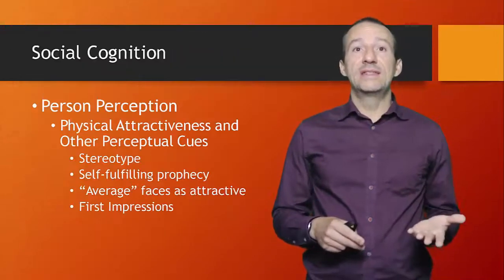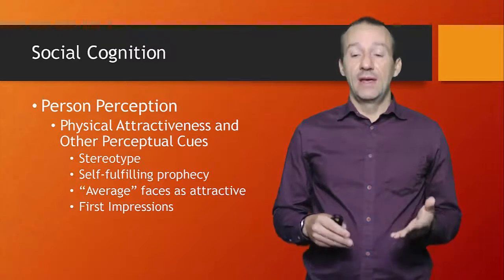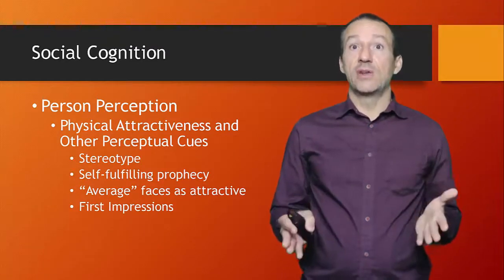Related to this is the study of physical attractiveness. Infants as young as 3 months old show a preference for attractive faces versus unattractive faces. Attractive people are assumed to have a variety of other positive characteristics, such as being friendly, having better job performance, and being more likable. And so these ideas, when you take it all together, are related to this stereotype that beautiful is good.